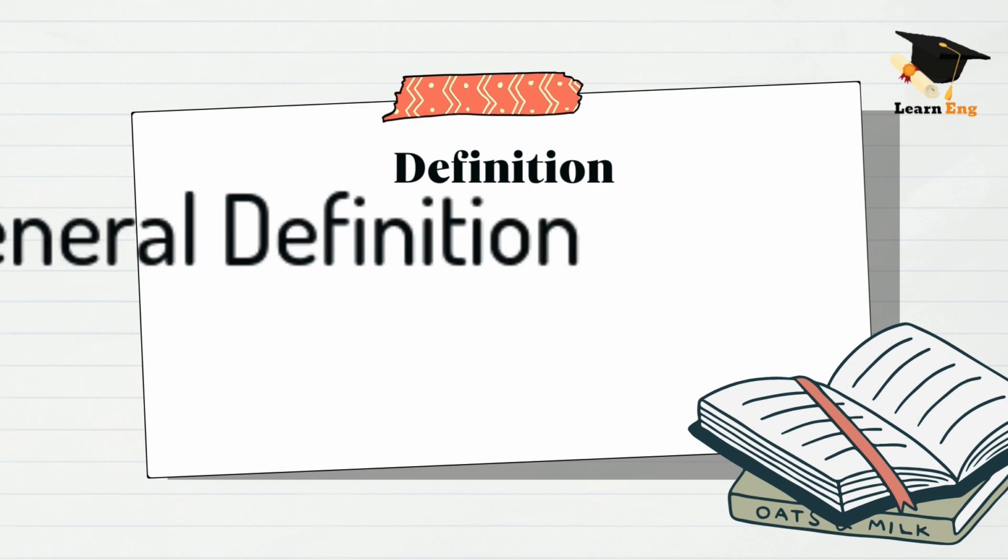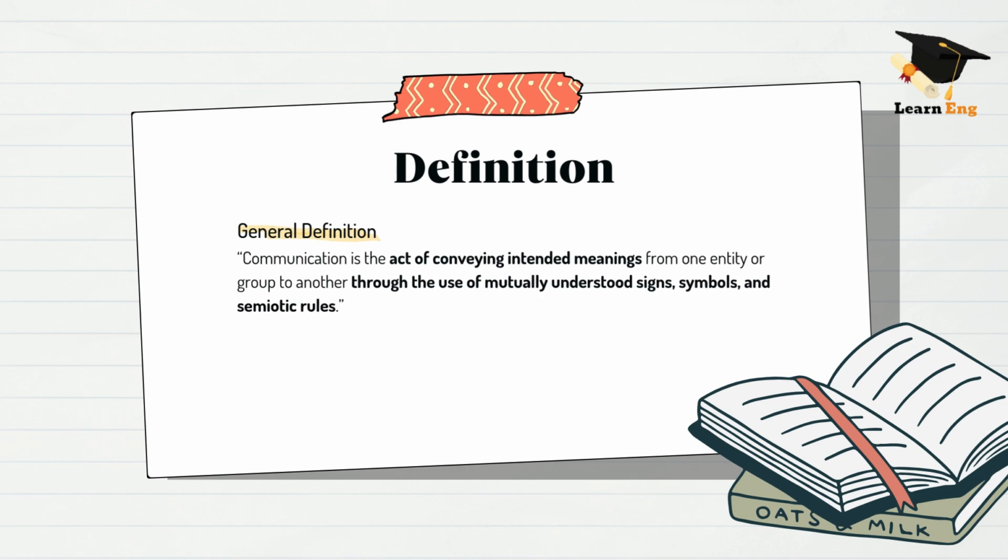So starting off with the general definition, communication is the act of conveying intended meanings from one entity or group to another through the use of mutually understood signs, symbols, and semiotic rules. This means that communication isn't just about words, it's about sharing ideas, emotions, and information in a way that the other party understands. It's a process that can happen through spoken words, body language, written symbols, and even visual signs, making it a truly versatile tool in our daily lives.